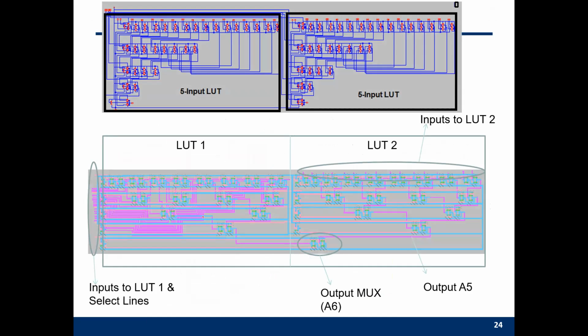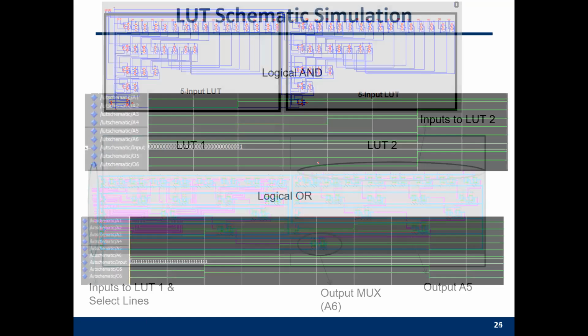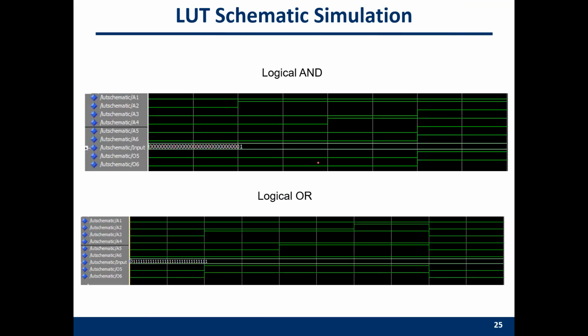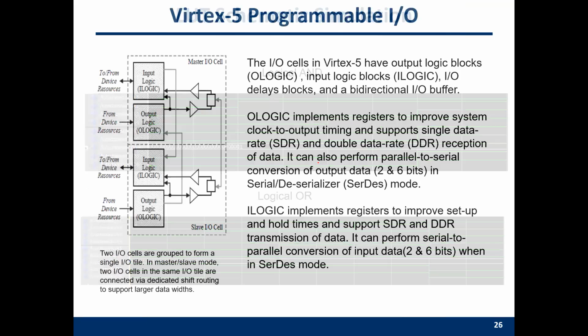So this is the layout for one lookup table. You can see that we can actually connect 2 5-input lookup tables together, and then treat it as one single large lookup table component. It can help you to implement a logic AND, logic OR, which means that you can configure it into an AND gate and an OR gate.